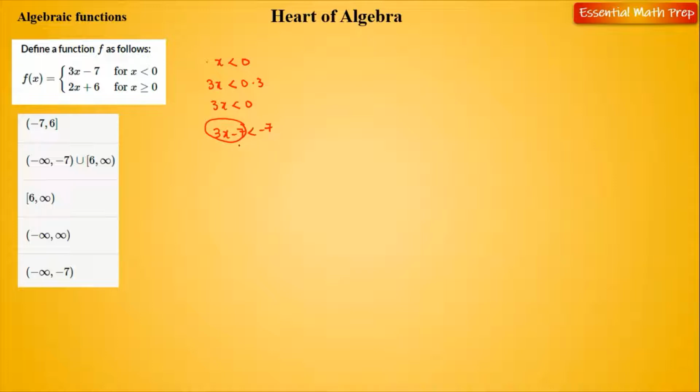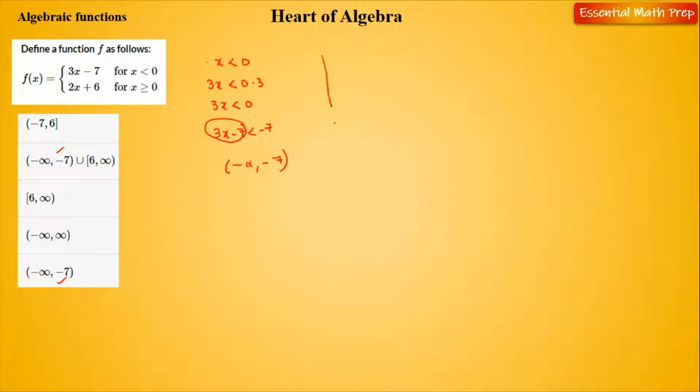Which means it has to have more and more negative values, right? That means the values have to be negative 8, negative 9, negative 10, and so on, all the way to negative infinity. So we know that our range can take values from negative infinity all the way to negative 7.